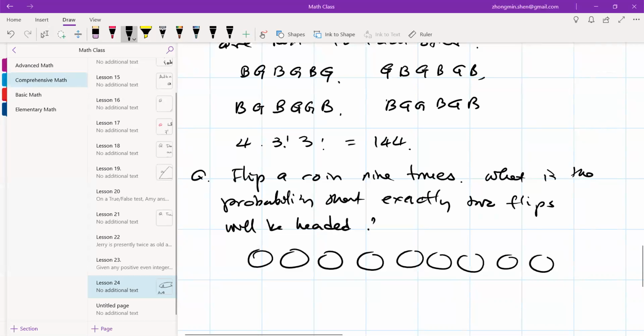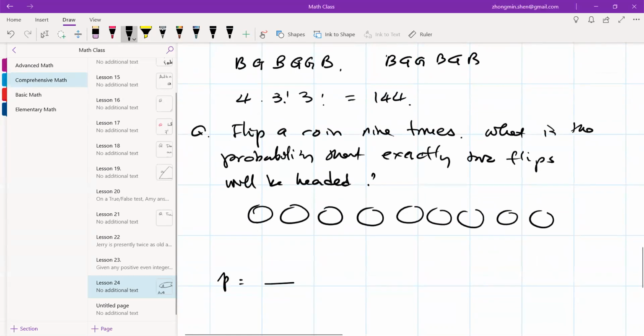For the probability, first of all you have to figure out the denominator, the number of all possible outcomes. In each step you have 2 choices, so that'll be 2 to the 9th because you have 9 flips. Each time you have 2 choices: 2 times 2 times 2, that's 9 twos. All right. What is the probability?